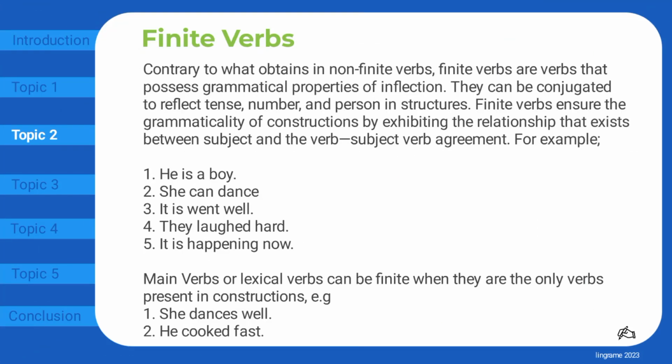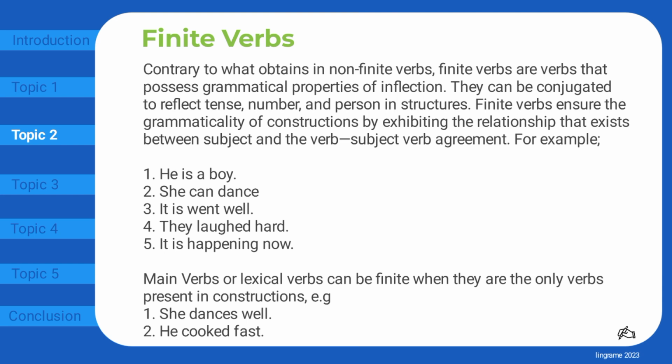Finite verbs. Contrary to what obtains in non-finite verbs, finite verbs are verbs that possess grammatical properties of inflection. They can be conjugated to reflect tense, number, and person in structures. Finite verbs ensure the grammaticality of constructions by exhibiting the relationship that exists between subject and the verb, subject-verb agreement. For example, he is a boy. She can dance. It went well. They laughed hard. It is happening now.